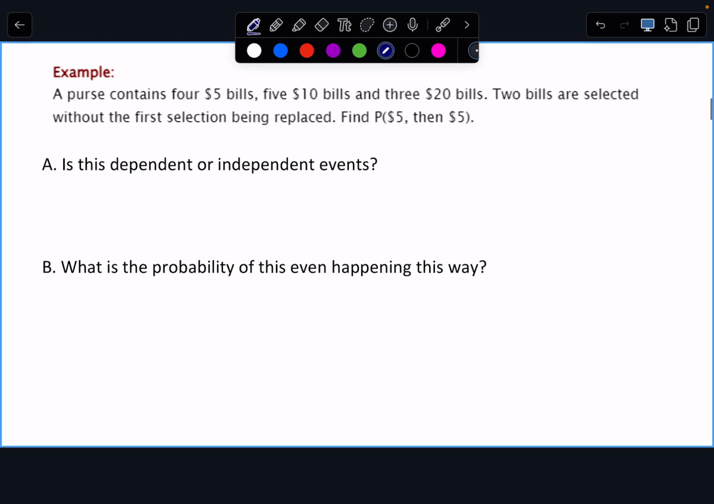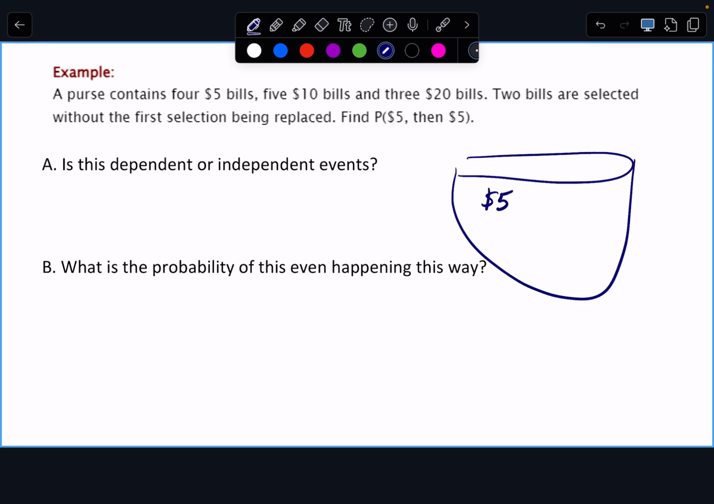All right. Let's draw a picture here. A purse contains 4 $5 bills, and 5 $10 bills. I'm just drawing a visual for fun. 1, 2, 3, 4, 5. And 3 $20 bills. It says 2 bills are selected without the first selection being replaced. As soon as there's no replacement, it's conditional probability. It's dependent.